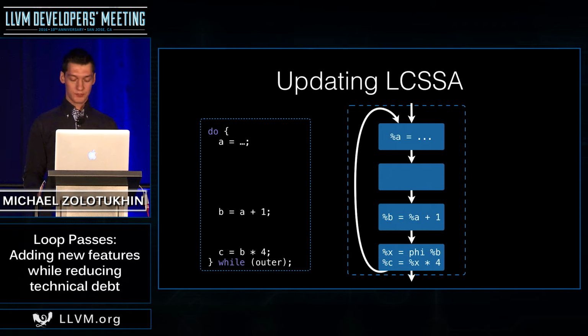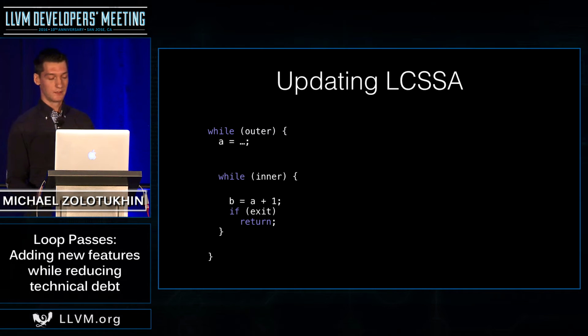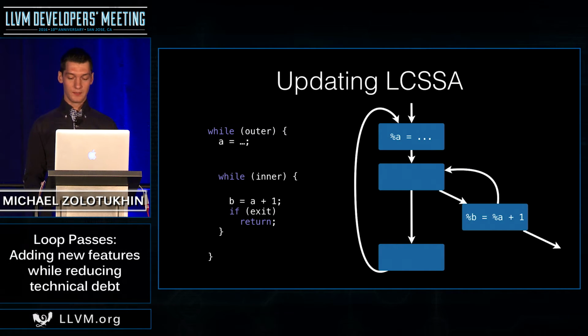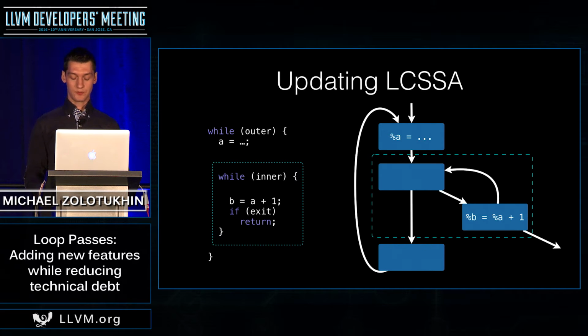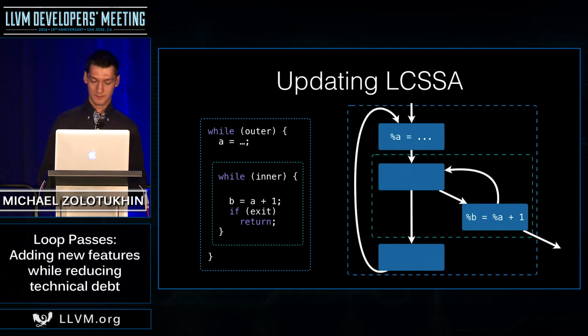But unfortunately, it's not always the case. In some examples, like in this one, unrolling can actually break LCSSA. So let's see why it happens. Again, the control flow graph looks similar to the previous example, but here we also have an early exit from the inner loop. The inner loop contains two middle blocks, and the outer loop again contains all the blocks.